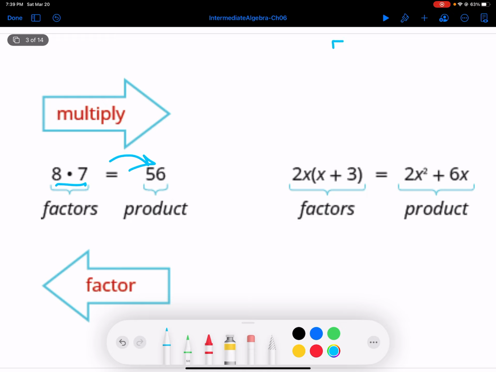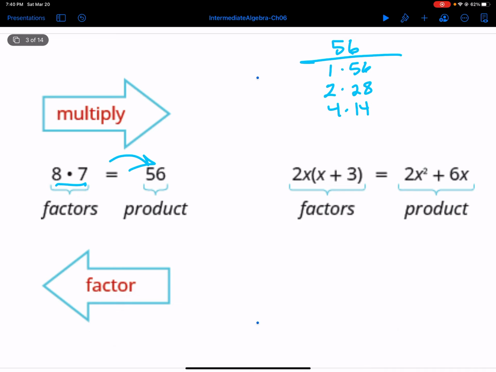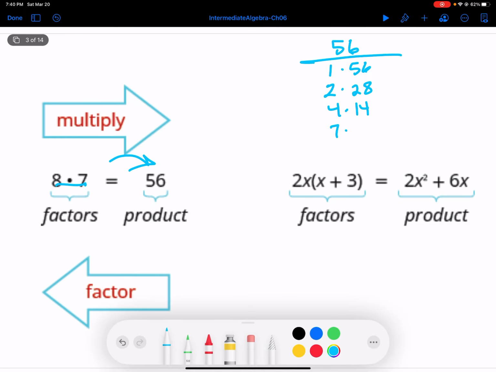So now we've got our number 56, and we want to come up with all the factors that make up the number 56. So we can start with 1 and 56 itself, 2 and 28, 3, let me see if 3 is divisible. It's not. So let's check 4 and 14. Not 5. How about 6? Not 6. And then here we've got 7 and 8. And then it just starts all over again.